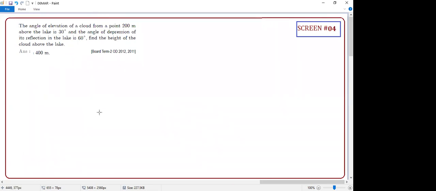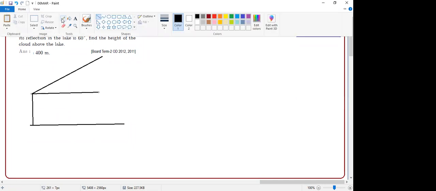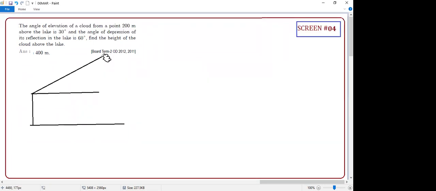So guys, again the cloud starts, right? This is the lake. And above the lake, 200 meters, student, 200 meters, okay? Harishankar, you are standing here and looking at the cloud, right? In which angle? Your angle is always with respect to your eye level. So guys, this is your cloud, okay? And at which angle are you looking? 30-degree angle. Guys, since I said this is the lake, what is the property? One minute.